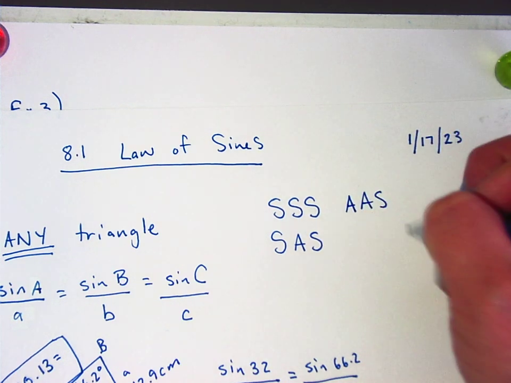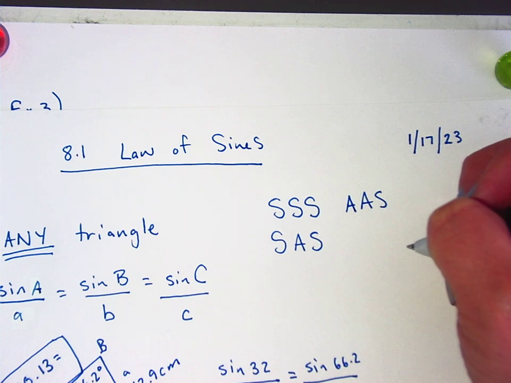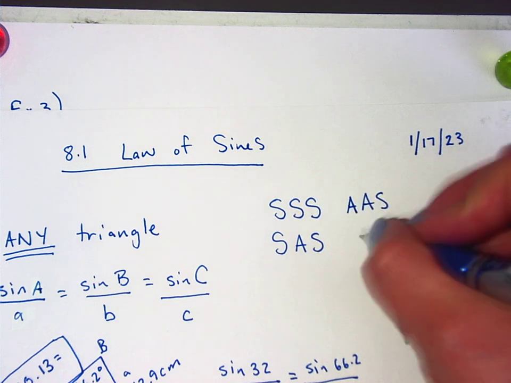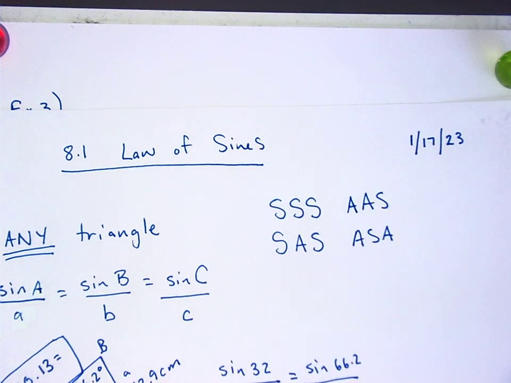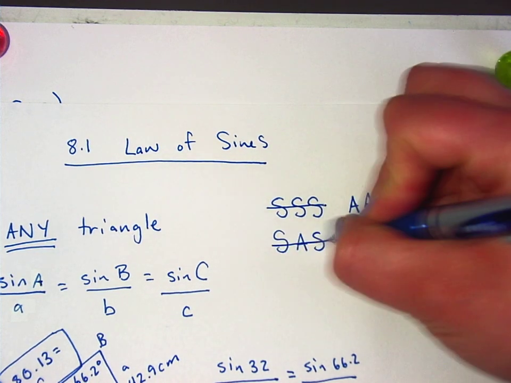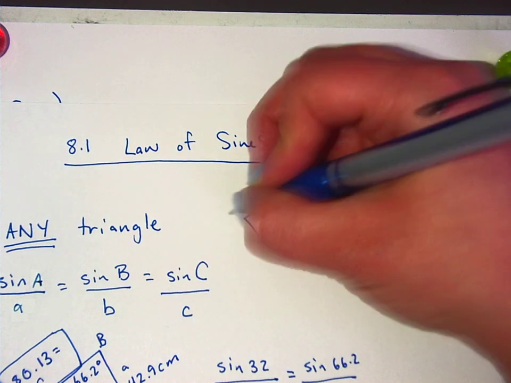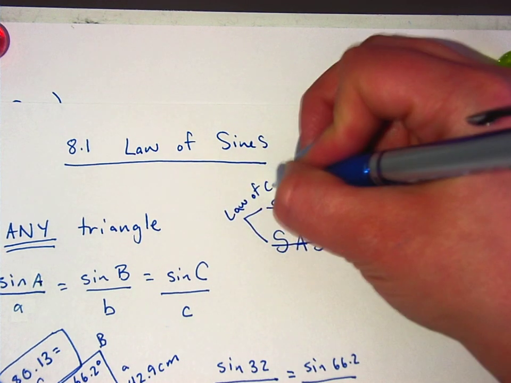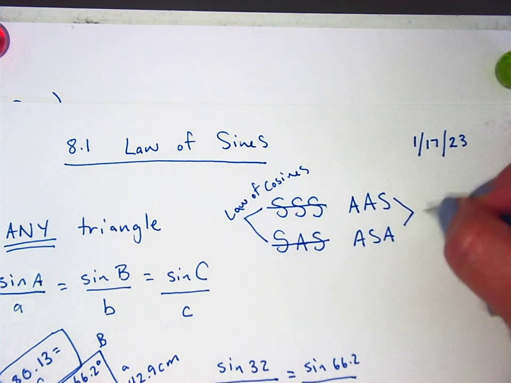Angle, angle, side works. You know what? This actually doesn't work with this. Angle, side, angle it works with. It doesn't work with side, angle, side because side, angle, side is the law of cosines. Make sure I know what I'm doing. Or side, angle, angle. Yeah, okay. So these two, leave them on there, just cross them out, and then write law of cosines next to them. And these two help with the law of sines.